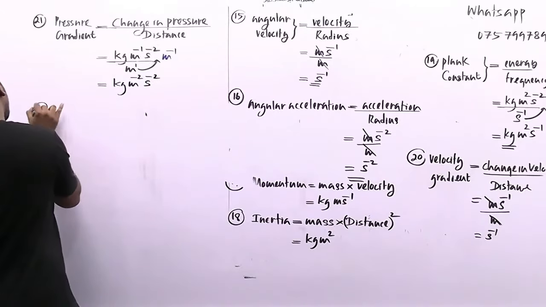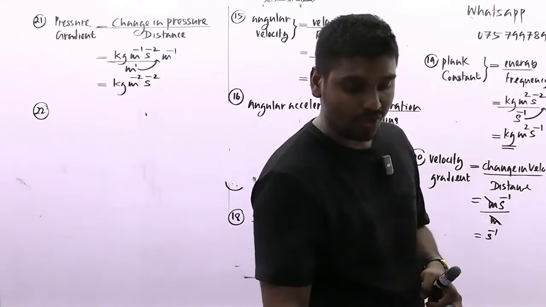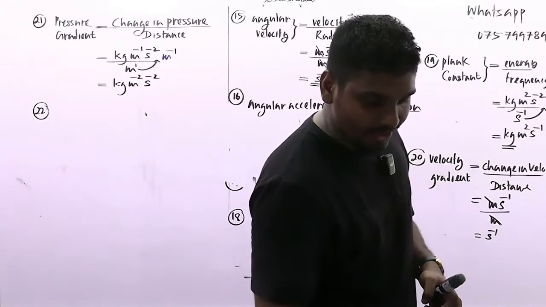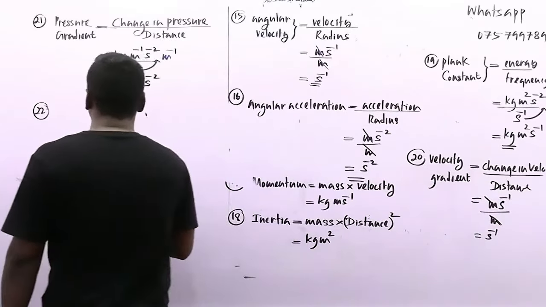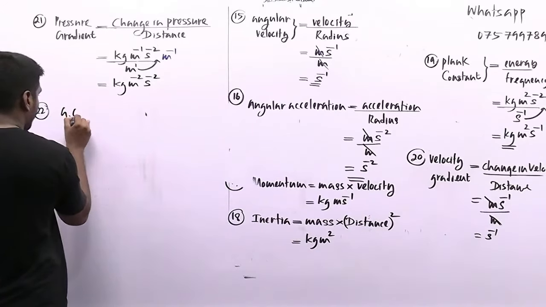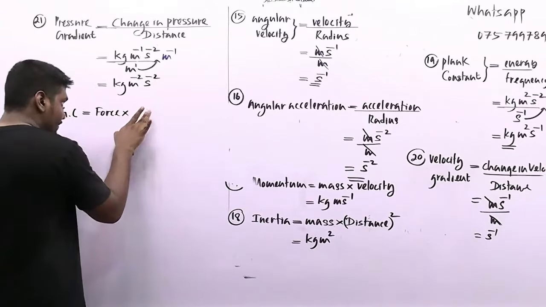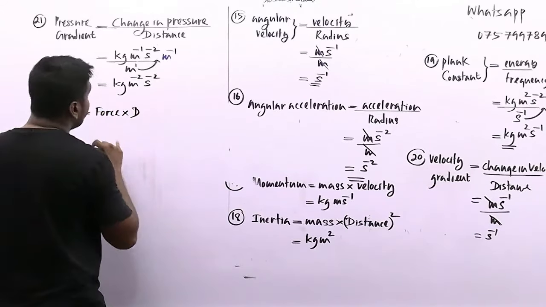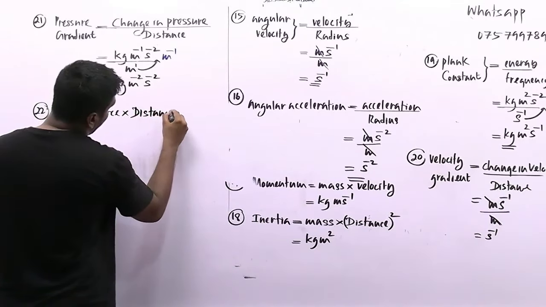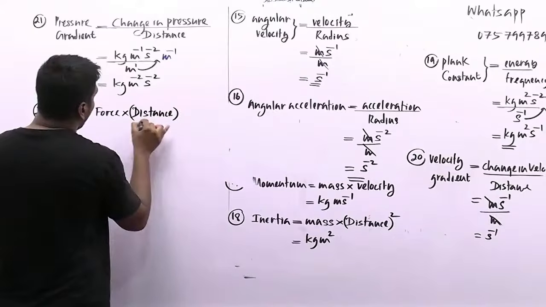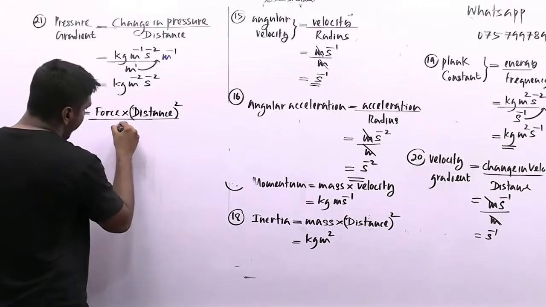Question 22, the last MCQ, the last question for the day. Gravitational constant means force into distance squared over mass squared. Look here. Gravitational constant means, remember, force into distance squared over mass squared.